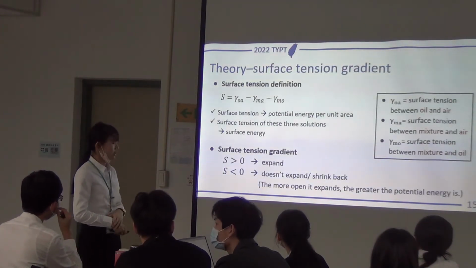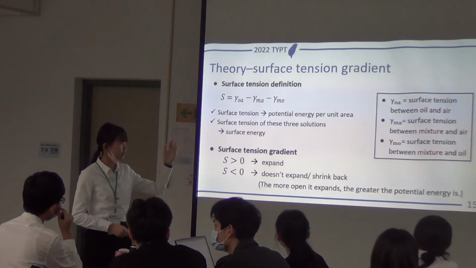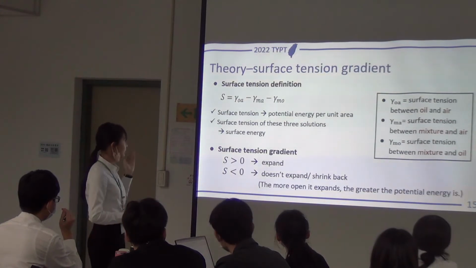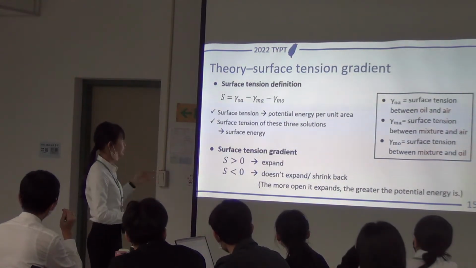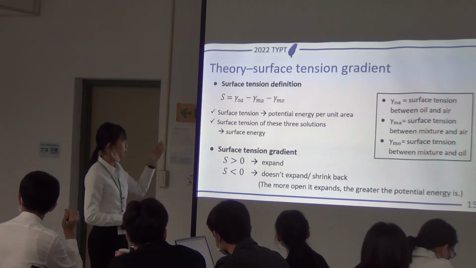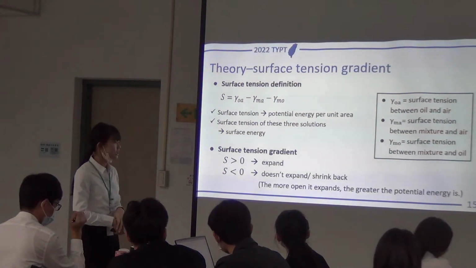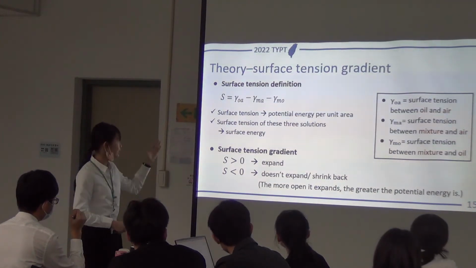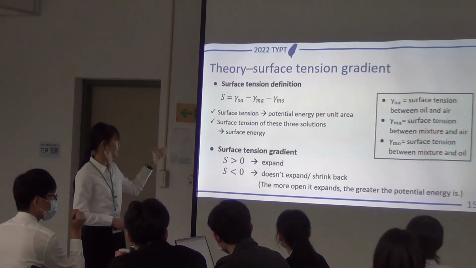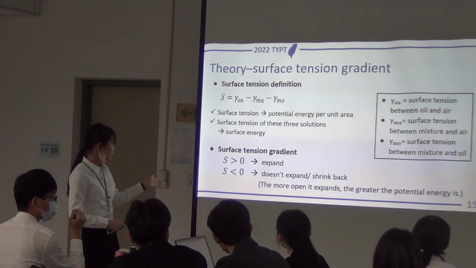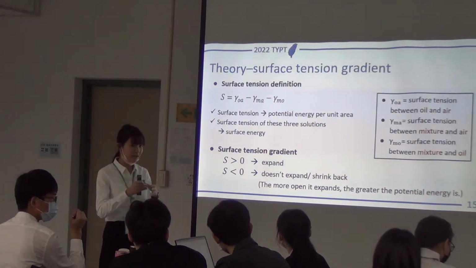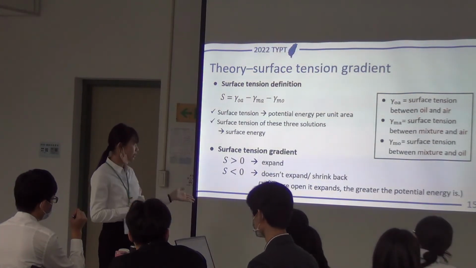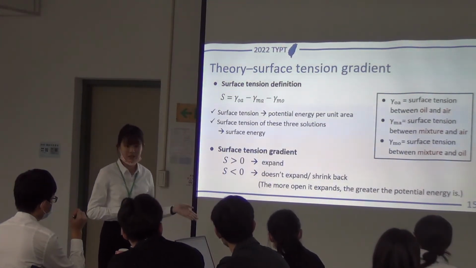And here, we have 3 kinds of surface tension: between oil and air, mixture and air, and mixture and oil. And we define the parameter S as the surface tension between oil and air minus that between mixture and air and mixture and oil. The surface tension can be seen as potential energy per unit area, and the surface tension of these 3 interfaces can be seen as the surface energy. And if S is smaller than 0, the droplets will expand, or even if it expands, it will shrink back. The reason is that the more it expands, the greater the potential energy is.